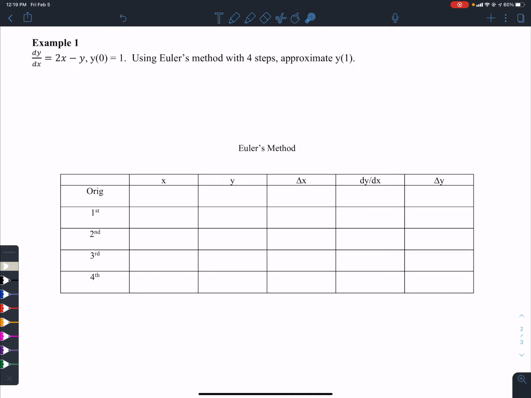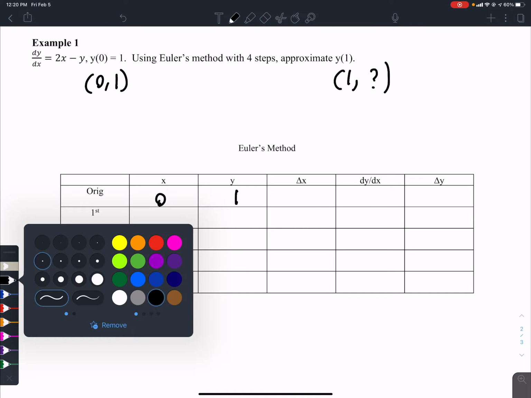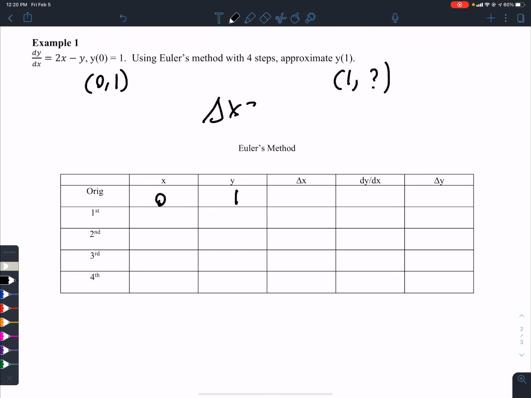So we are given a differential equation for the derivative. We're given a starting point. So we know we start at 0, 1, our original point. Looks like we're doing 4 steps and we're approximating at 1. So we're going from 0 to 1. So our question mark is 1 comma what? What's the y coordinate there? Approximating using Euler's. Okay? And so now we can find delta x. It's b minus a. Whoops. So we're going from 0 to 1. So the distance is 1. We're covering 4 steps. So it's going to be 1/4. Now we know our delta x's are all 1/4.